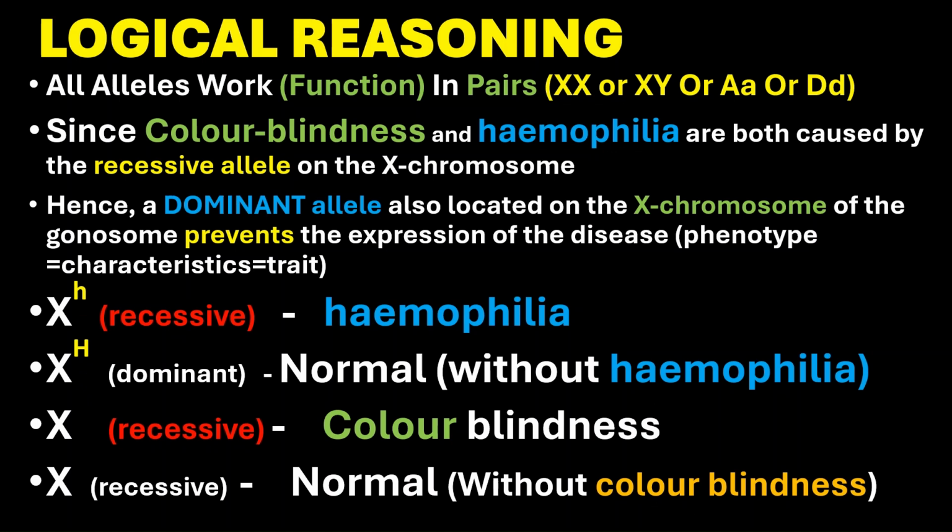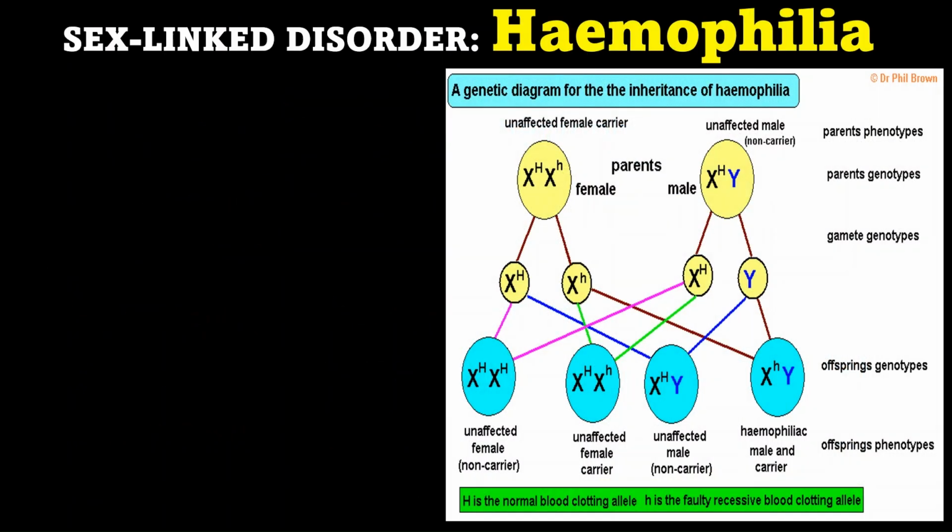But you must use your common sense to know that if small letter h is recessive, causing the disease, then another H, which is a capital letter, that is dominant, will not cause the disease. That makes you normal. Same applies to color blindness. Remember, it is caused by a recessive allele. Why are we not all having color blindness? It's because we have another allele that is actually dominant.